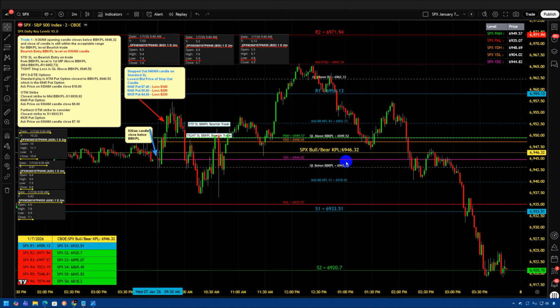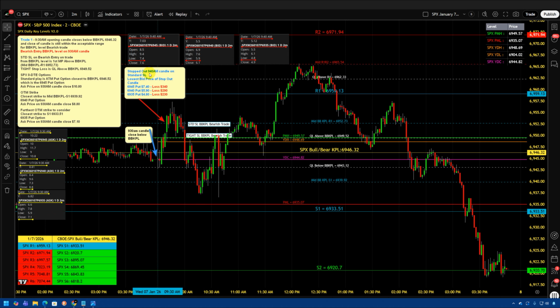The furthest out of the money strike you can consider on this bearish trade from the bull bear KPL is, you look down one full level away in the direction that you're trading, and that is the S1, 69.3351. The closest strike to that is 69.35, the 69.35 put option. So the 69.40, the ask price on the candle close on the 9:30 a.m. candle closing at 9:32 a.m. is 8.80, and the 69.35 on the candle close on the ask is $7.10, as you see here in these boxes.